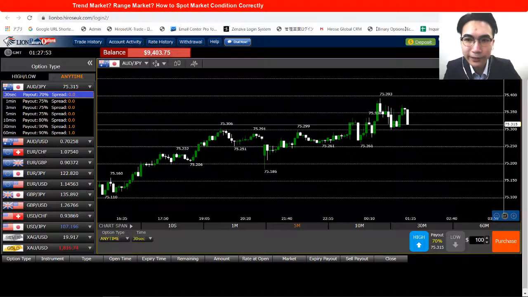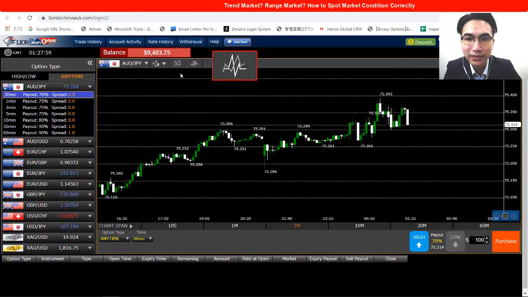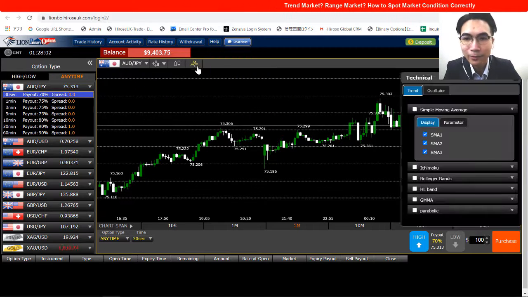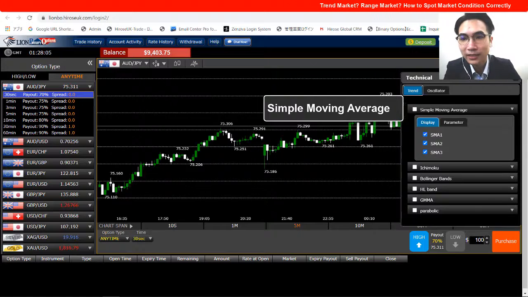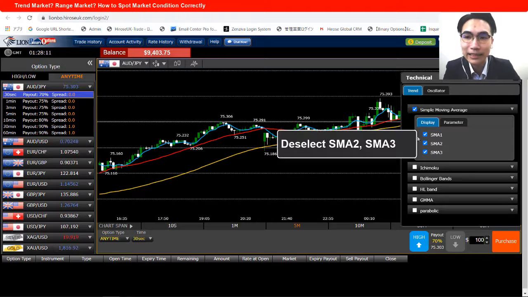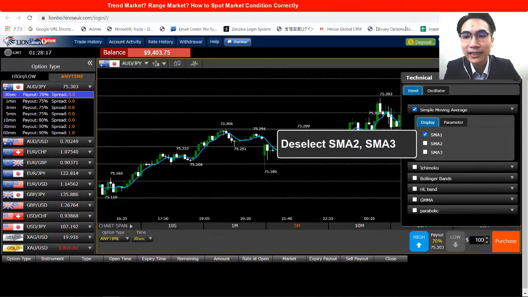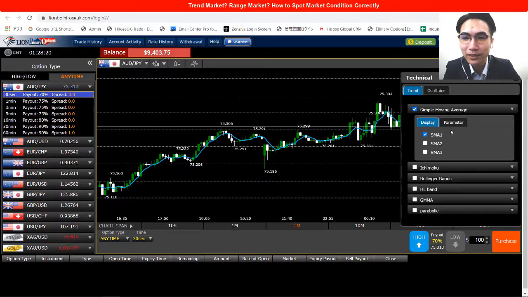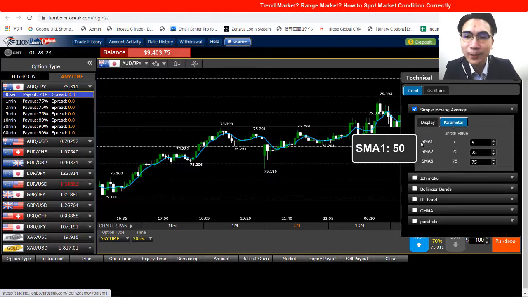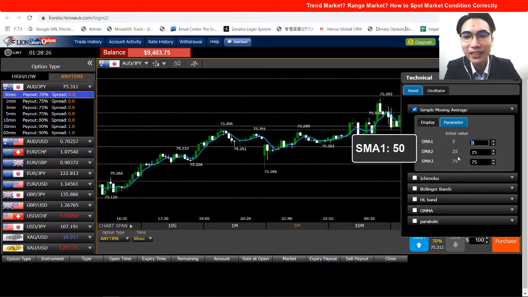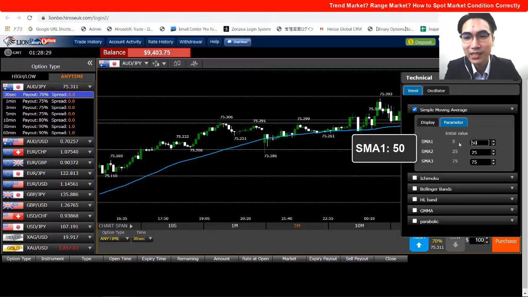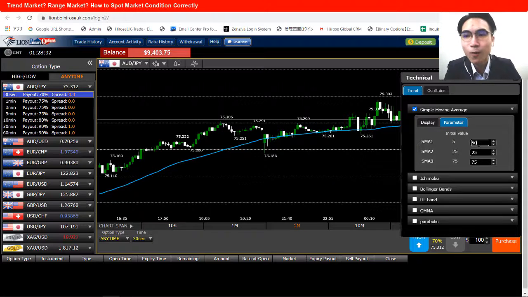Alright, let's first go to the technical indicator, just that little guy right there. We will click on that, and then we will select the simple moving average. Just click on it, and then we will deselect SMA2 and SMA3. We will only use SMA1, and next we will head to the parameter. Click on parameter, and for SMA1 we will set it to 50. That's why at the beginning of the video I said I was using a 50 period moving average. That's pretty much it, and we are all done, and we can close the technical indicators window now.